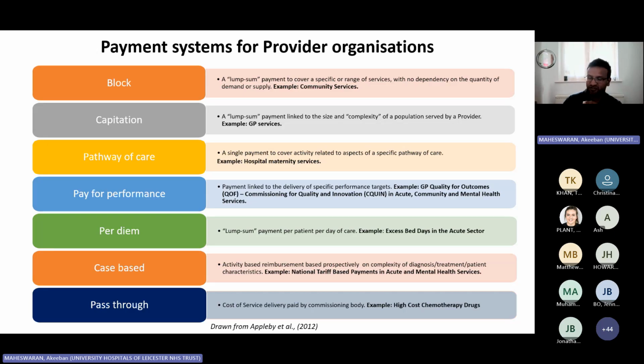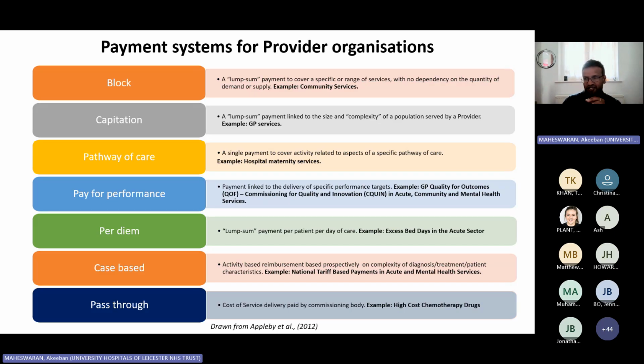There are other ways of doing it now, which are best value tariffs, which we'll come to when we do the case-based. Per diem is not really used in this country very much. It's a lump sum payment per patient per day of care. So you can have level 0, level 1, level 2 kind of care or wards, and you get different tariffs for those. It's used a lot in other parts of Europe and some other parts of the world.